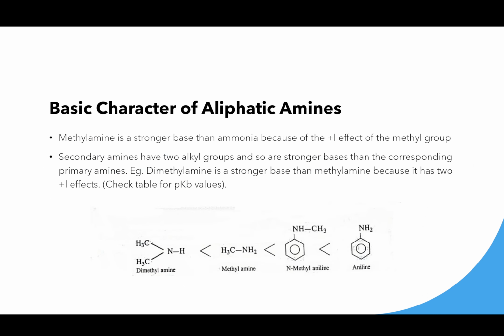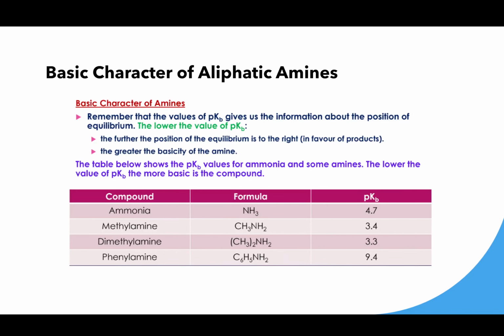In the interest of time, going to be moving on. Methylamine is a stronger base than ammonia because of the positive inductive effects of the methyl group. Secondary amines have two alkyl groups, and so they are stronger bases than the corresponding primary amines. For example, dimethylamine is a stronger base than methylamine because it has two positive inductive effects. If you check the pKb table, dimethylamine is stronger than methylamine, and that pKb change is because dimethylamine has two methyl groups over methylamine, which only has one.